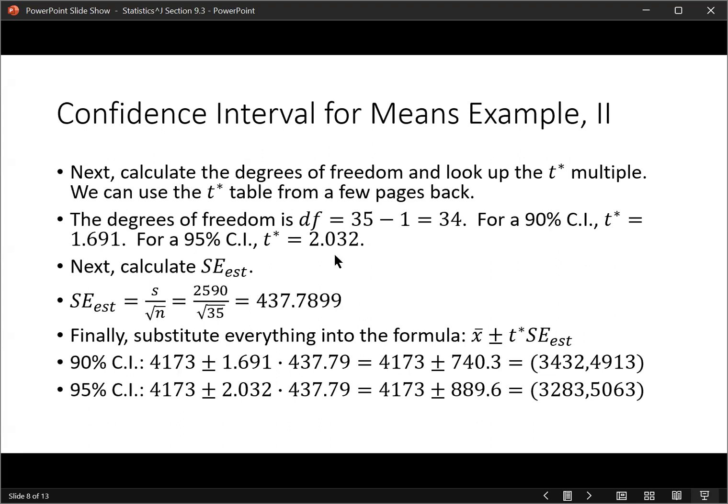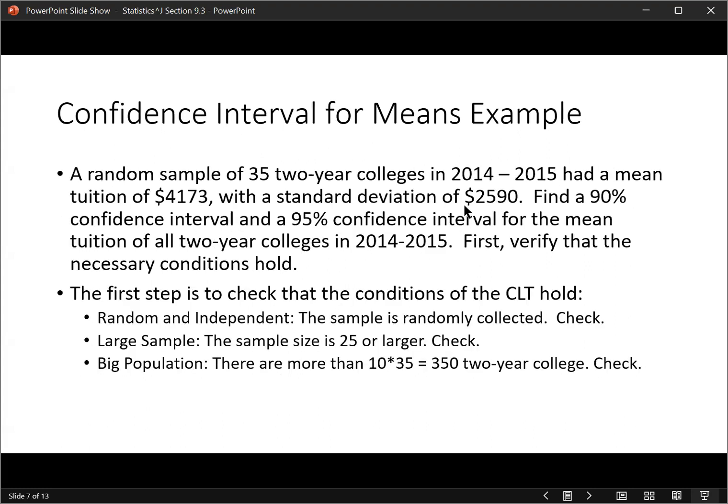All right, once you've found the T star value from the table, you next need to go through and calculate the standard error estimate. To do that, we're going to take the standard deviation from the sample. All right, this is important. This is from the sample, and put it over the square root of the sample size. All right, so what's the standard deviation from the sample? They gave it to us, 2590.